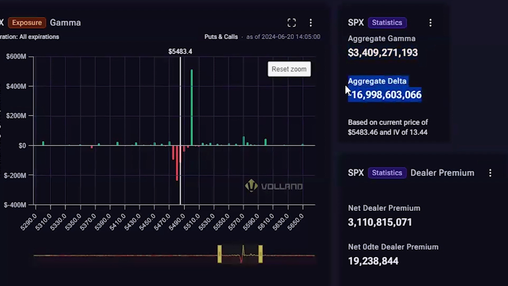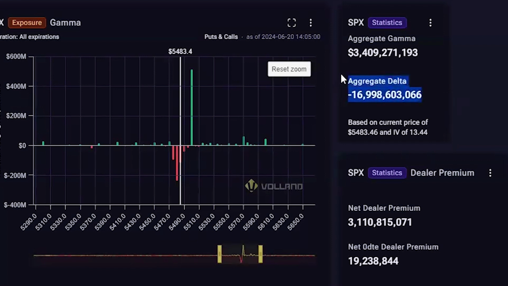Over here, though, aggregate delta is a very important number. And the reason why is because the aggregate delta is accumulating not just the deltas related to gamma, but also the deltas related to Vanna and Charm, but also the new positioning. So if there are a lot of puts being bought or calls being sold by customers, that puts the dealers in a positive delta situation and they have to sell.